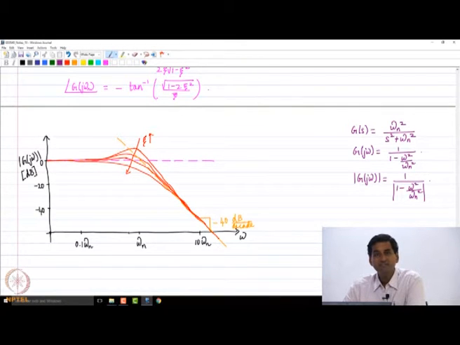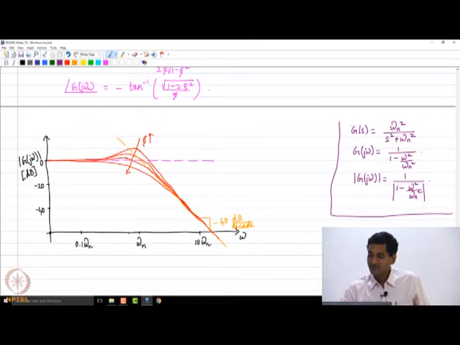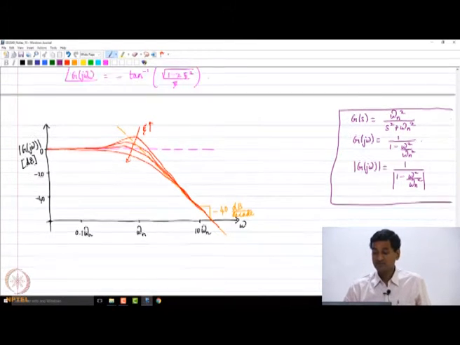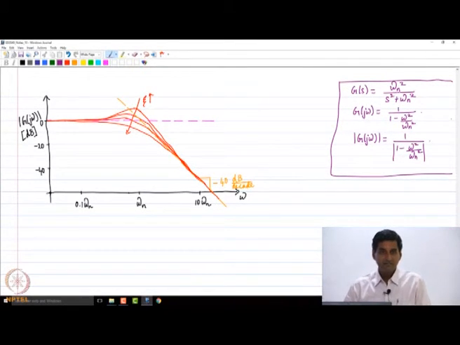So you can immediately see that as omega tends to omega n, the amplitude just blows off to infinity, right. So that is what you have when you have, what to say, an undamped system, okay. So this is just an aside, right, okay, fine, okay. Now, this is the magnitude plot, okay.